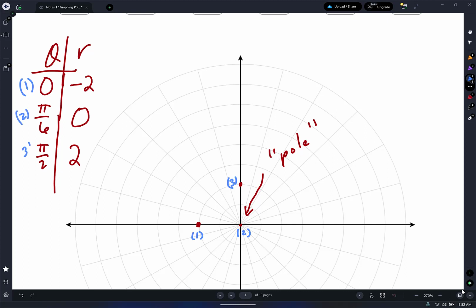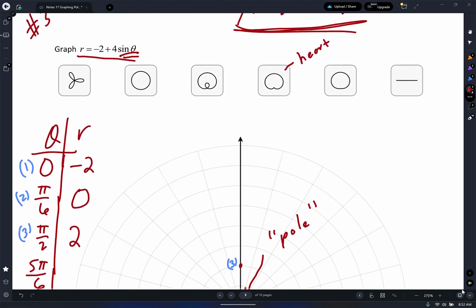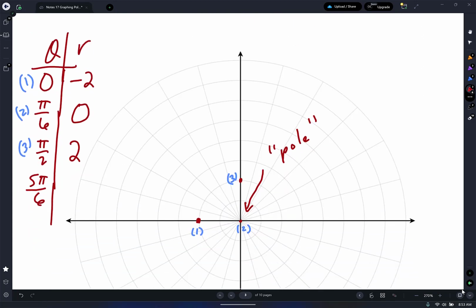1, 2, 3. I'm just going down the line. Pi over 2, what's next? I want to use 5 pi over 6. Sine of 5 pi over 6 is a half. Half of 4 is 2, and -2 plus 2 is 0 again. So I'm back at the origin for point number 4.